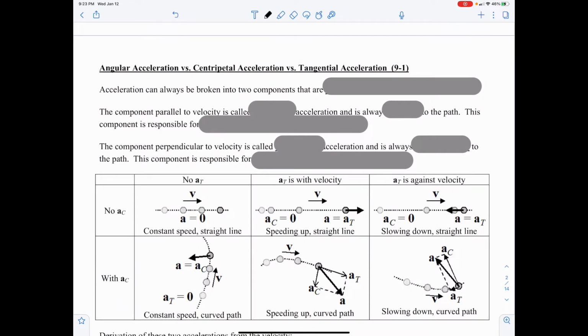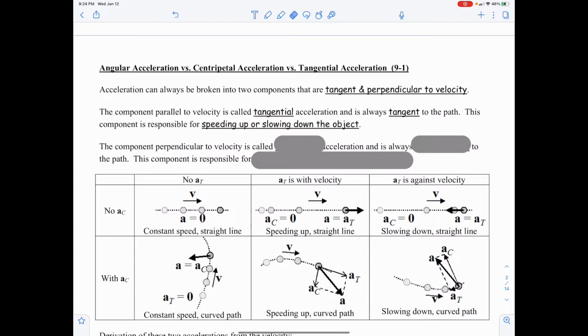Angular acceleration versus centripetal acceleration versus tangential acceleration. Acceleration can always be broken into two components that are tangential and perpendicular to the direction of velocity. The component parallel to velocity is called the tangential acceleration, and it is always tangent to the path. This component is responsible for the speeding up and slowing down of the object. The component perpendicular to velocity is called the centripetal acceleration and is always perpendicular to the path. This component is responsible for changing the direction of the velocity.